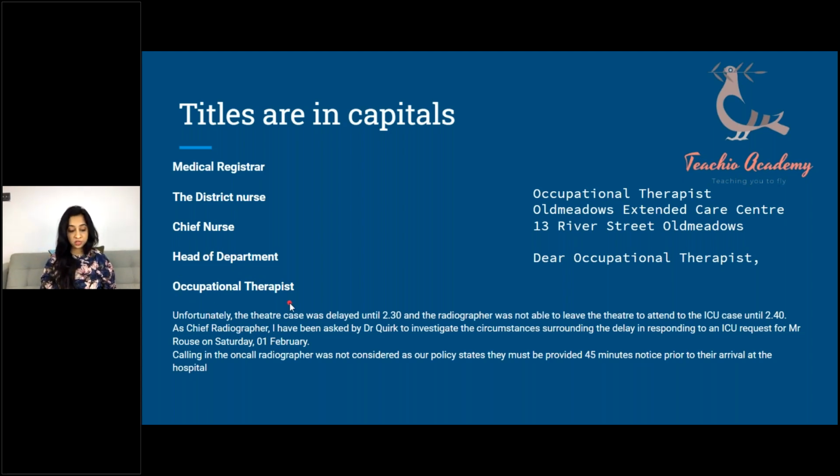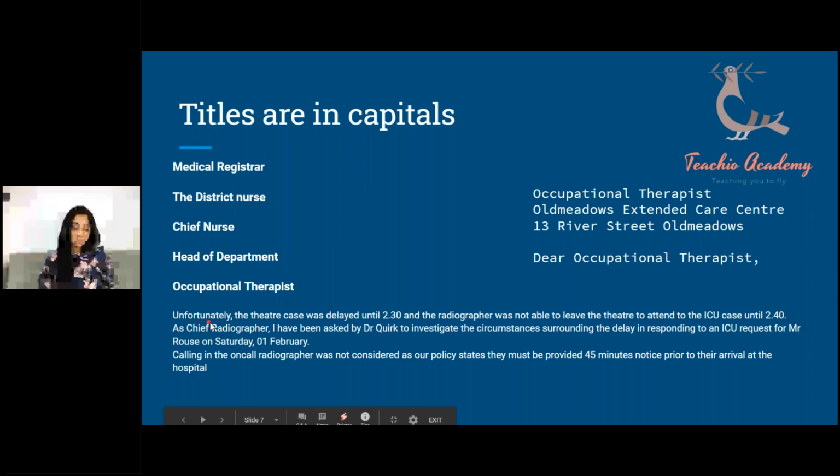And we've discussed Occupational Therapist. District Nurse, D capital, and Nurse, it just depends on country to country. It may or may not be capital. Now that we've discussed this, let's look at the extract from the official OET solved letter.